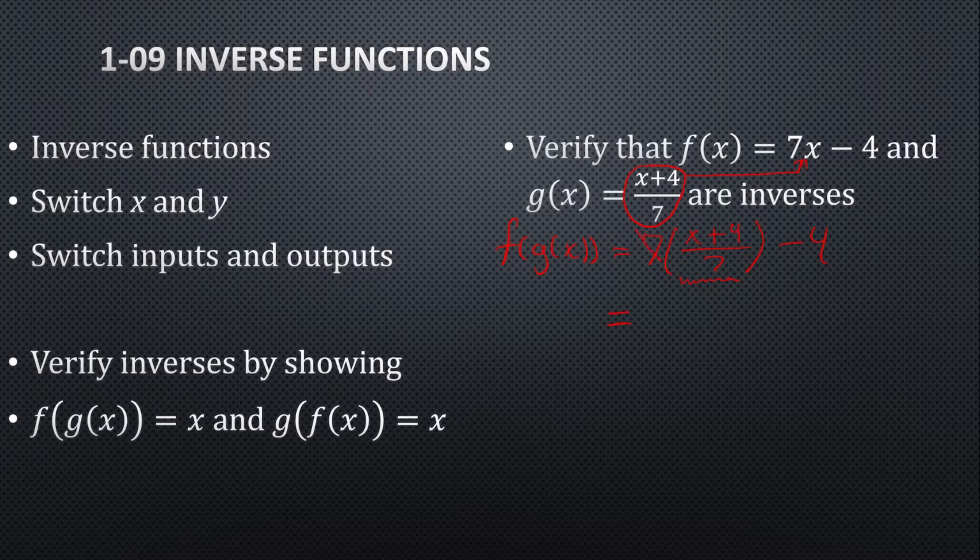We're multiplying by 7 and dividing by 7, so they cancel out. Add 4, subtract 4, they cancel out, and we're left with x, which means we have shown this, and thus they are inverses. I believe that if one composition gives you x, the other one will also, so you only have to show either f composed with g or g composed with f.